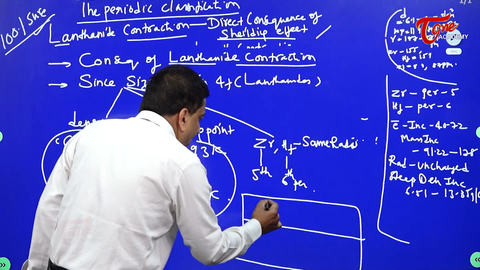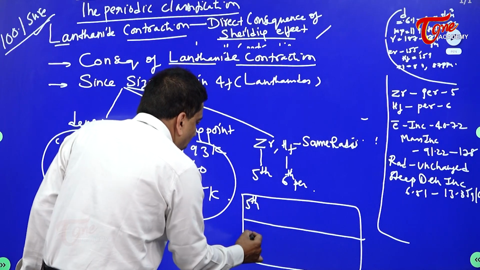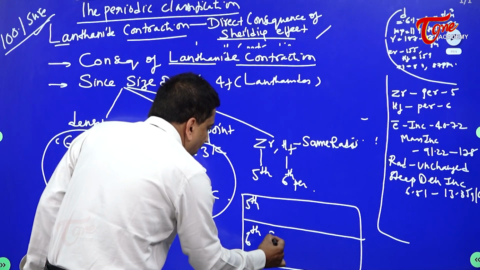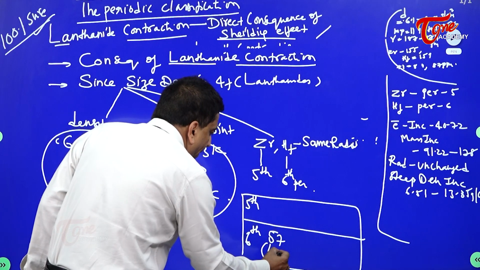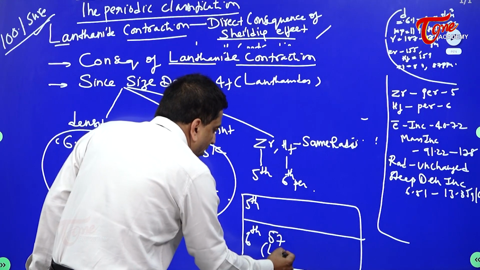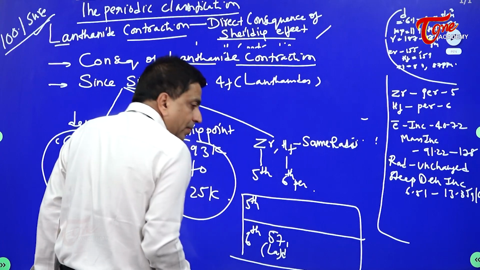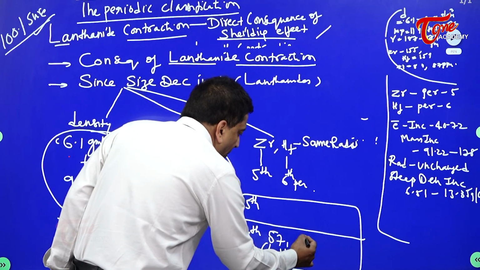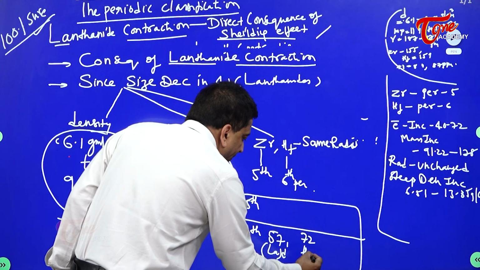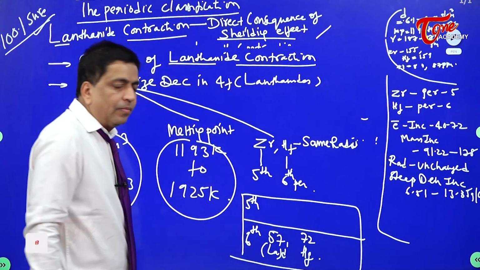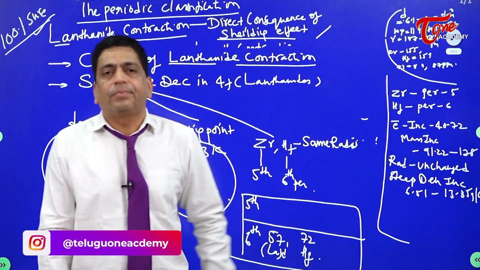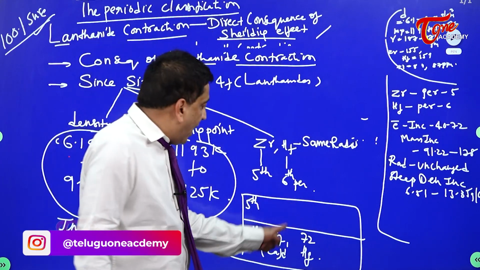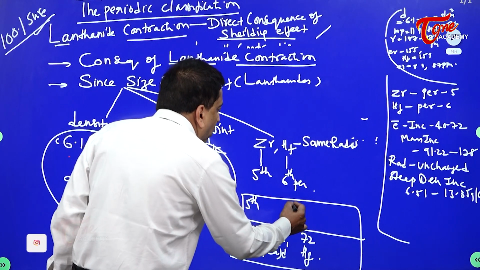This is the 5th period. This is the 6th period. And this is the lanthanum, in the D block. Here the electron entered as D1. The next element, which is supposed to be 72, is hafnium. Hafnium is basically 6th period, and the corresponding 5th period element is zirconium.